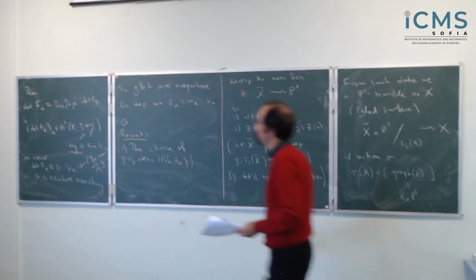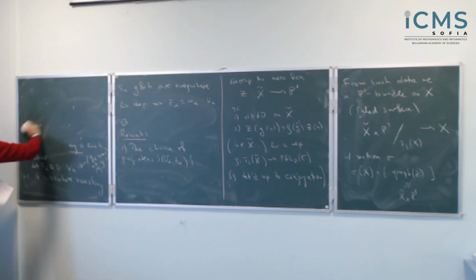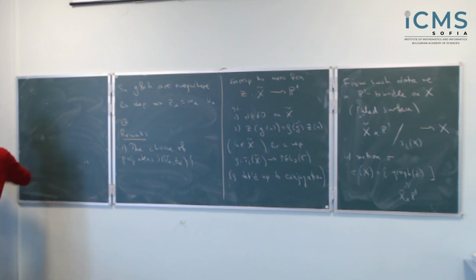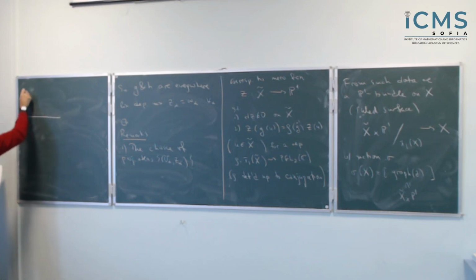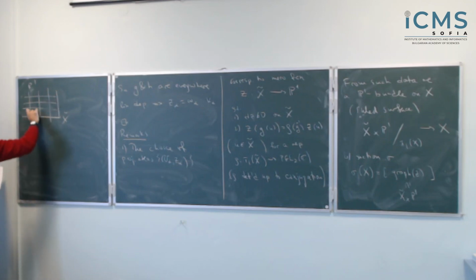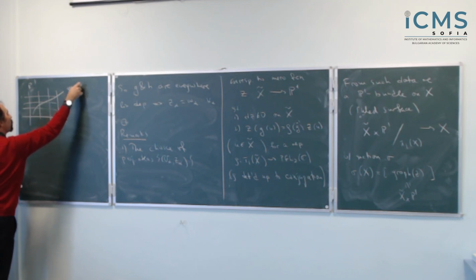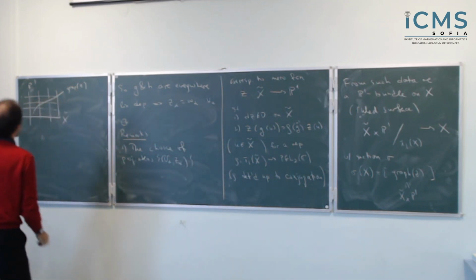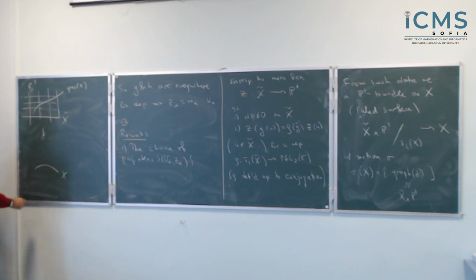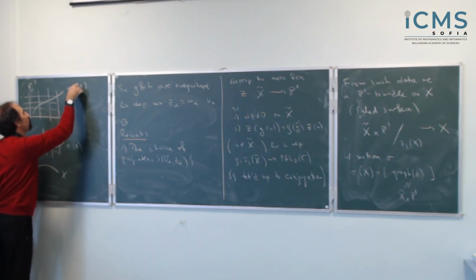So maybe a picture would be: we have X tilde times P1, and we have the graph of this function from X tilde to P1, and then you descend this to a P1 bundle, with a section here.